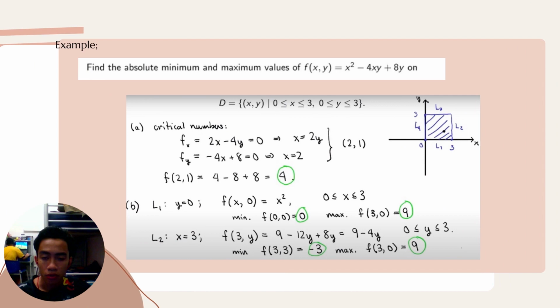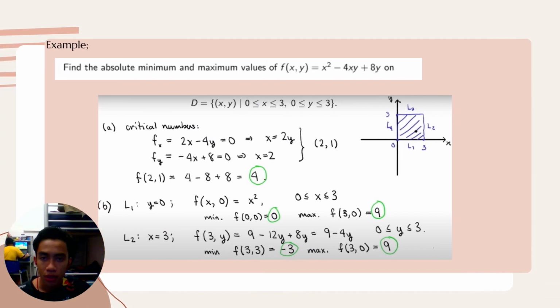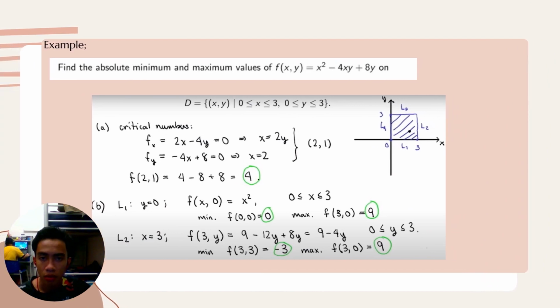For the example of the extreme value, first we find the absolute minimum and maximum value of this equation as shown. So first we must find the critical number. We have the fx equation, which is 2x minus 4y equal to 0, and the fy equation, which is negative 4x plus 8 equal to 0. So with these equations we can find x is 2. So we insert the x value into the y equation, and we get the value of y equal to 4.